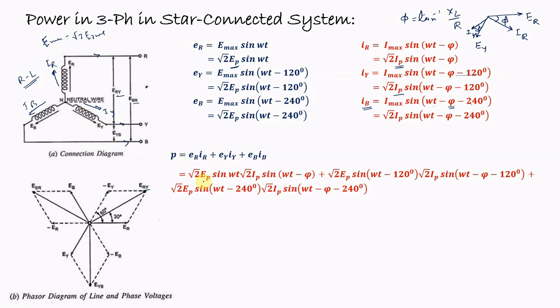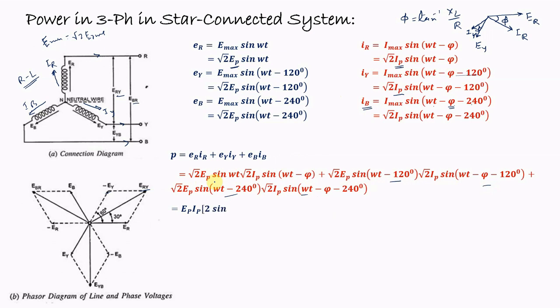So this is the R phase voltage root 2 E phase sin omega t that we have written here. Similarly, the R phase current root 2 I phase sin omega t minus phi, and so on. This is for the Y phase and this is for the B phase.